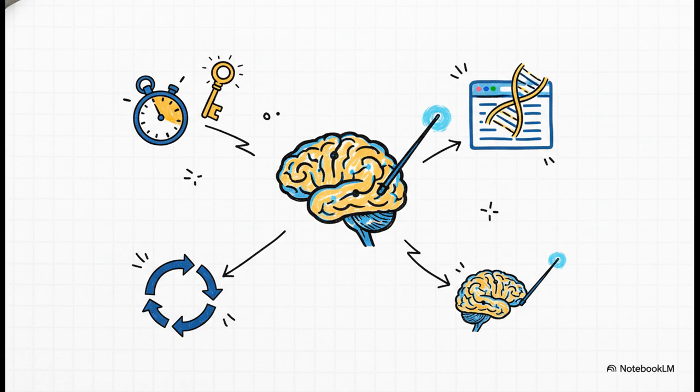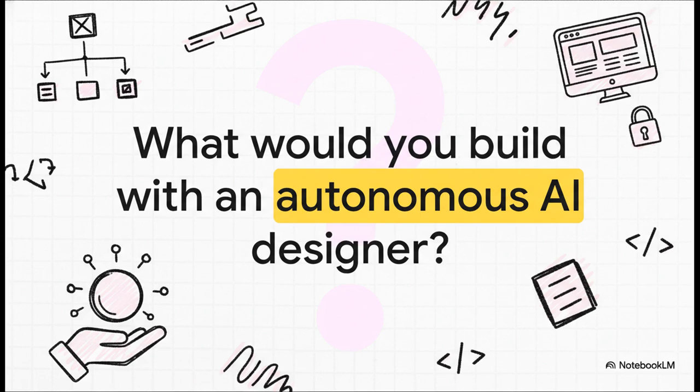The big takeaway here is that the agent is no longer just a tool that you use, it's the one orchestrating the entire process. This is a really profound shift. We're moving from being the orchestrator to being the visionary. Our role becomes less about the how and all about the what. And that leaves us with one massive question to think about. With an autonomous AI designer, what would you build?